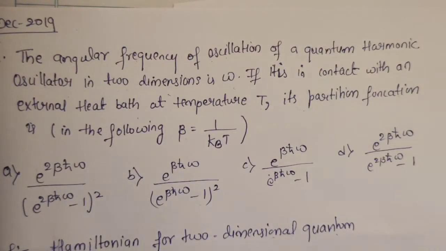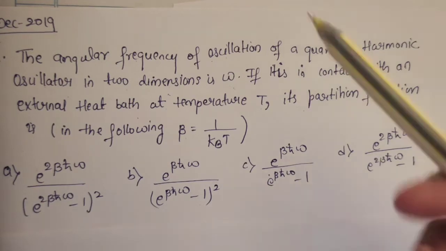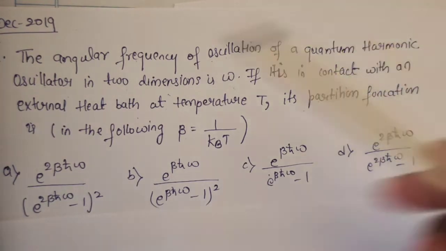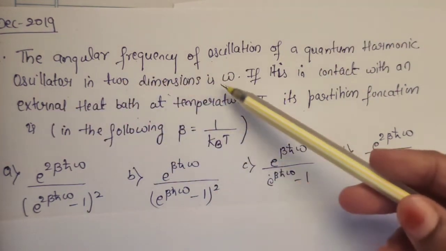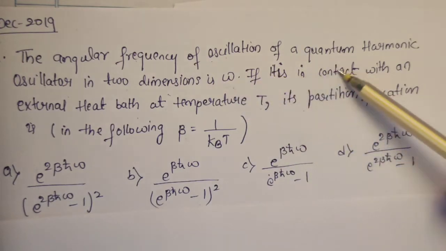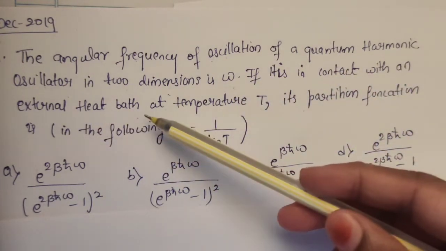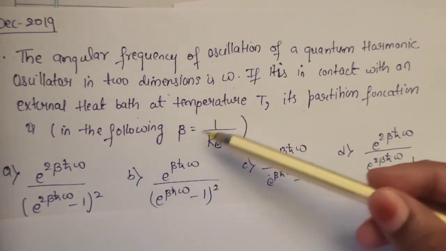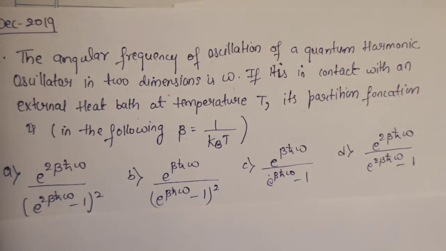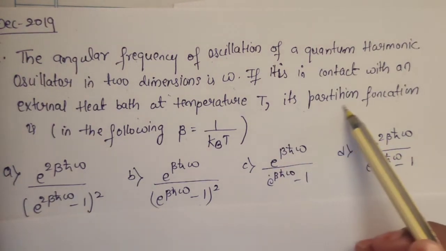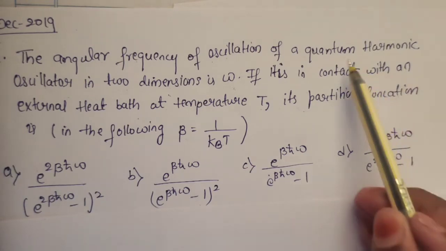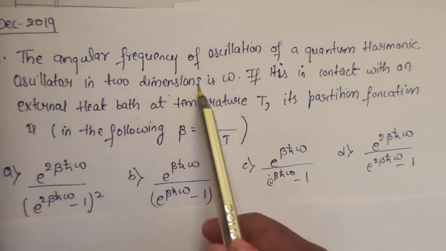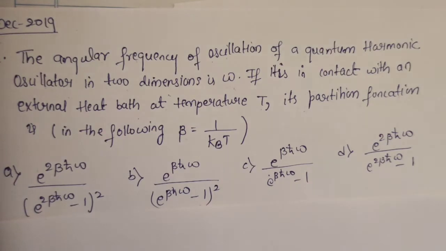The first question was asked in the year 2019. The question states that the angular frequency of a quantum harmonic oscillator in 2 dimensions is omega. If it is in contact with an external heat bath at a temperature T, its partition function is, where beta is 1 by kB T. From the question, we know that they are asking for the partition function of the quantum harmonic oscillator in 2 dimensions. Now let us solve this.